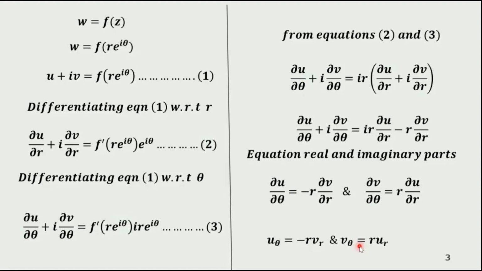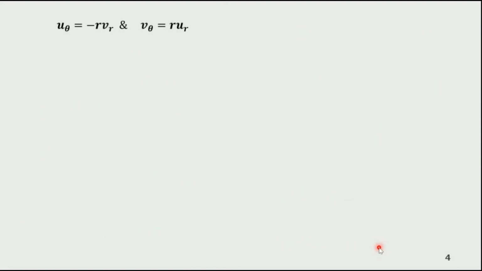So we have got the CR equations, U_θ is minus R V_R and V_θ is R U_R. How to remember that? What was the CR equation in Cartesian coordinates? We had U_X is V_Y, U_Y is minus V_X. We will remember the same format. When U was a function of X and Y, we had first X, then Y, and then Y and X with a negative sign, because YX is opposite.